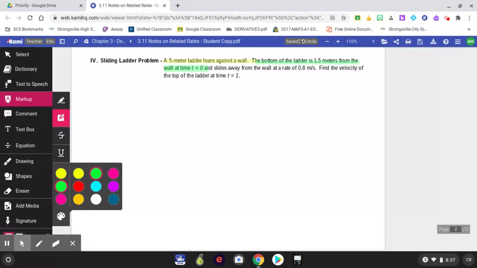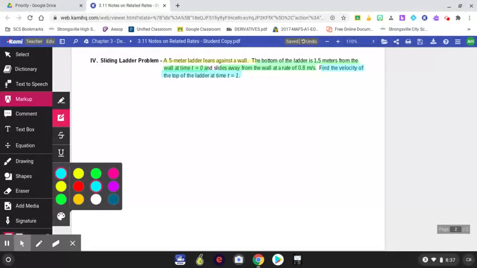Okay, so the bottom of the ladder is 1.5 meters away from the wall at time 0, the initial distance, and slides away from the wall at a rate of 0.8 meters per second. Again, I know the 0.8 is a rate because it tells me that, and I also have a ratio of units, meters per second. The question says that I need to find the velocity. Velocity is a rate of the top of the ladder at time t equals 1.